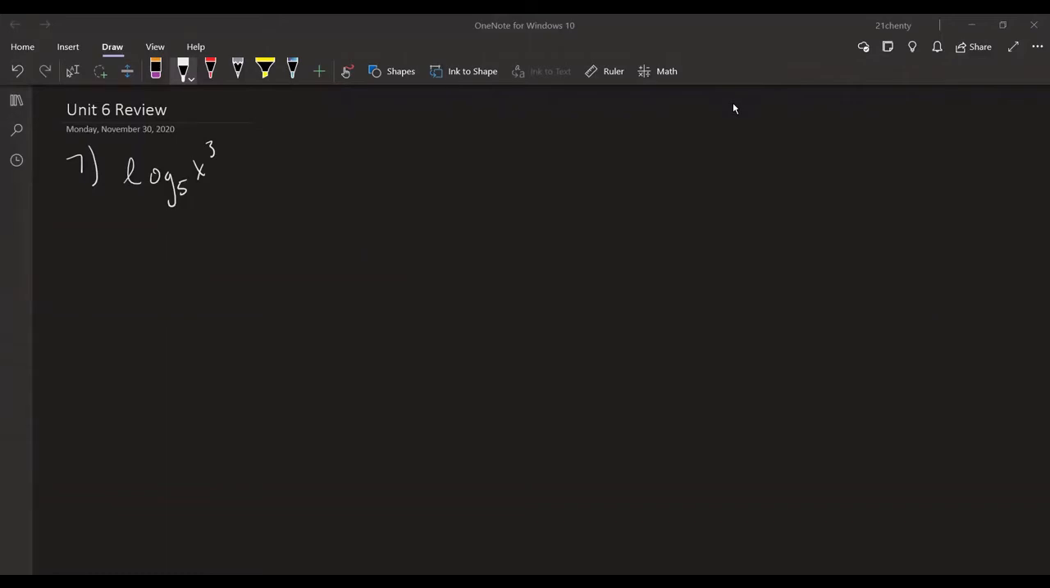We are going to do the Unit 6 review. I'm skipping the first 6 problems because they're pretty easy. So we'll start with number 7, where we have to differentiate this expression. The easiest way, I think, is just to move the 3 down, and we can do this because of the log properties. And then just differentiate this.